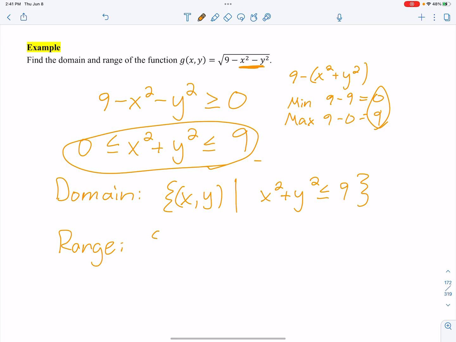So the range here is all z's such that z is between 0 and, you have to be careful because this is going to go inside the square root, so it's 3. Square root of 9, not just 9. There we go. So there's domain and range.